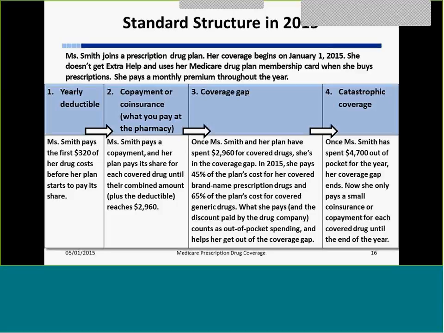So if your math is real good. People are always real concerned about, am I going to run into the coverage gap, the donut hole? If I take 2,960 and divide it by 12 months in a year, it comes close to $250 every month in total drug costs.